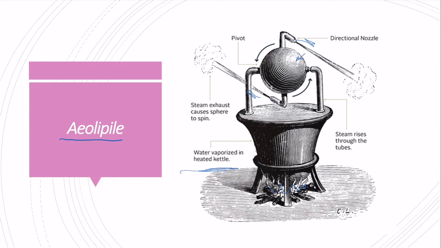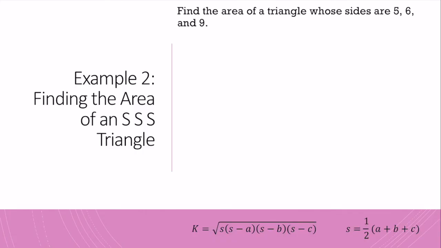Let's go ahead and solve a triangle using Heron's formula. The first thing we need to find is S, which is 1/2 the sum of the sides. So S in this case is 1/2 times 5 plus 6 plus 9. Well, 5 and 6 is 11, plus 9 is 20. So I have 1/2 times 20, which is 10.